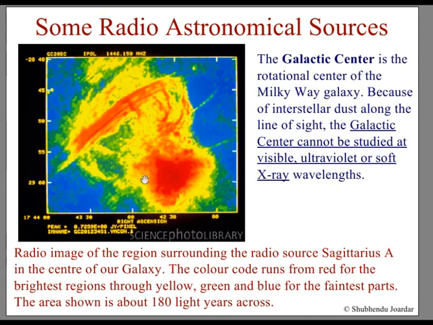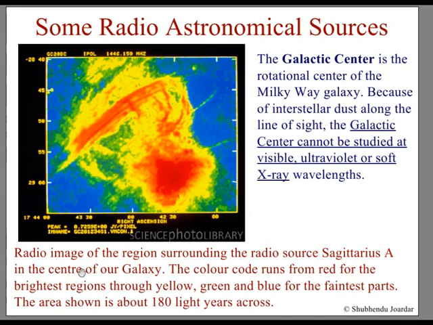So this is a radio image. The radio image of the region surrounded by the radio source Sagittarius A, that is the center of the galaxy. The color code runs from red for brightest regions through yellow, green and blue for the faintest parts. They are talking about how this is not the actual color, because you cannot say what the color of radio waves is. So this has to be a pseudo color. It is only indicating which side is higher frequency, which side is lower frequency, or which side is lower wavelength, higher wavelength, and so on.